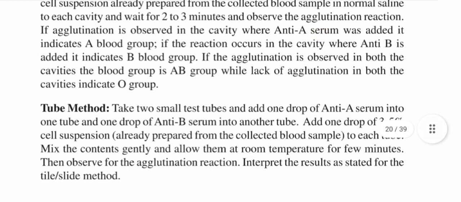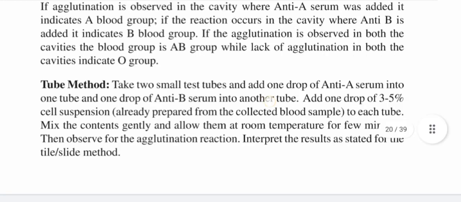Tube method. Take 2 small test tubes and add 1 drop of anti-A serum into one tube and 1 drop of anti-B serum into another tube. Add 1 drop of 3 to 5% cell suspension already prepared from the collected blood sample to each tube. Mix the contents gently and allow them at room temperature for few minutes. Then observe for agglutination reaction. Interpret the results as stated for the tile or slide method.